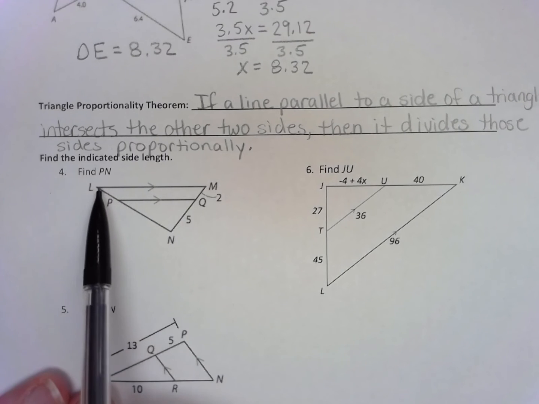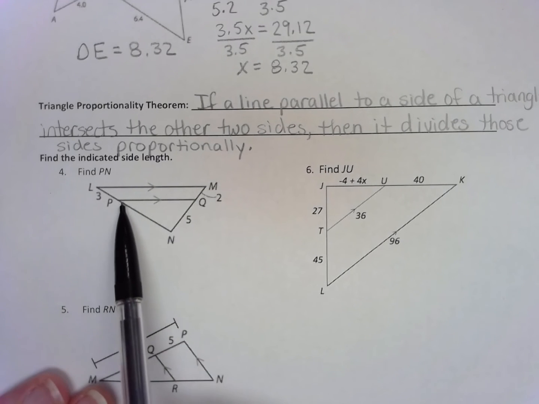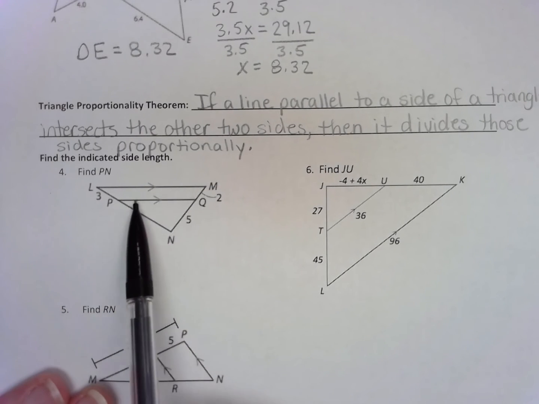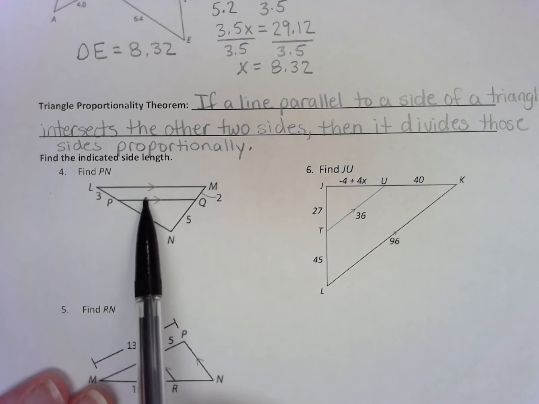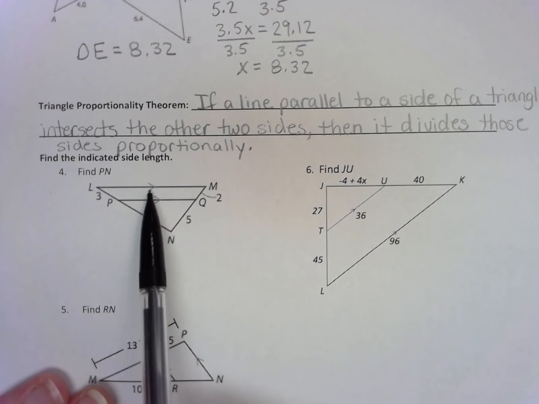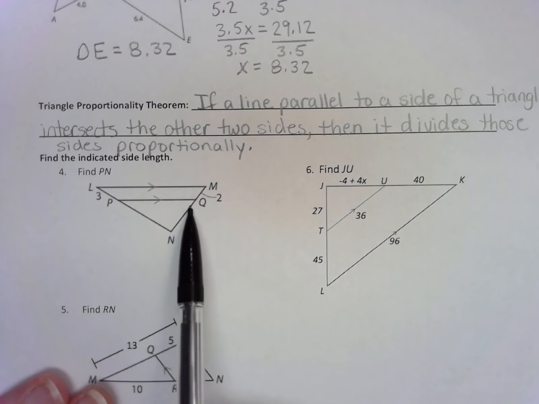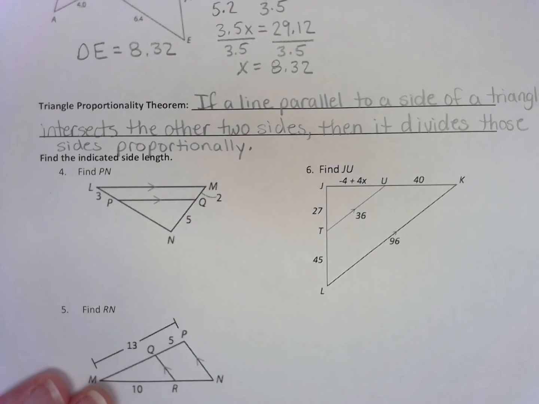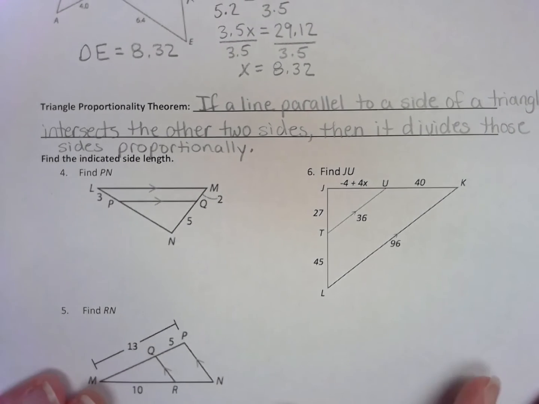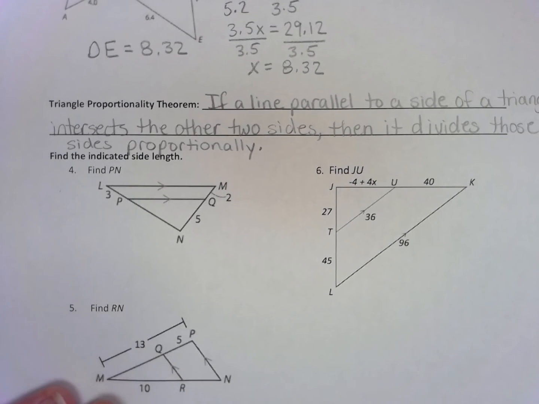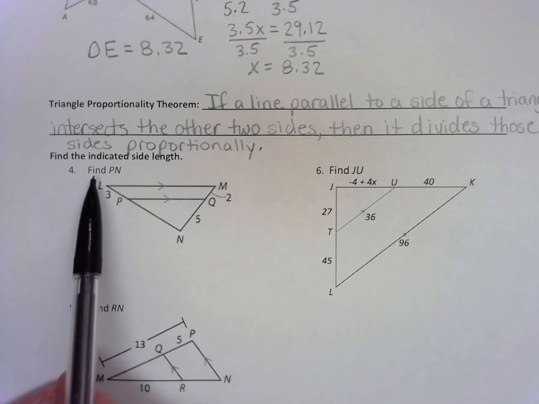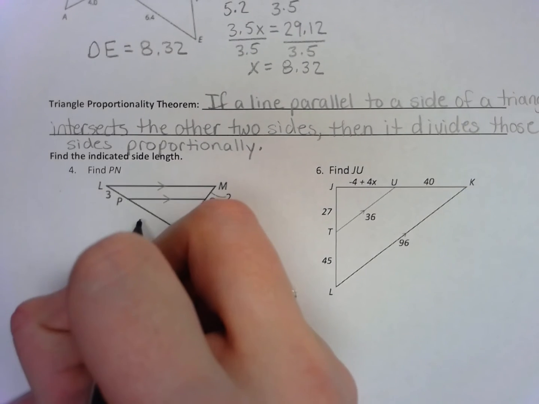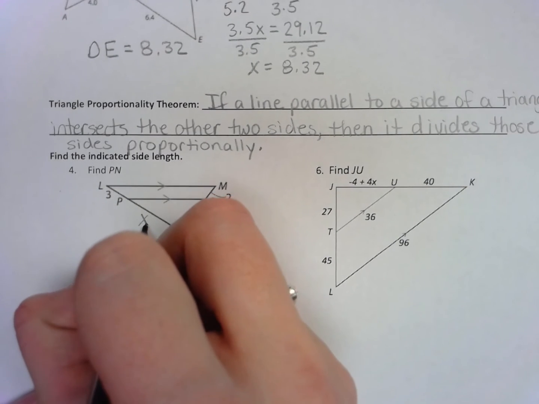So pretty much if we have our triangle and we have a line cutting the sides of the triangle, and that line is parallel to one of the sides, then it is going to be proportional when solving for your missing side, or really missing piece of a side. So let's look at example 4. We're going to find PN, so let's label that as x or whatever variable you want to use.